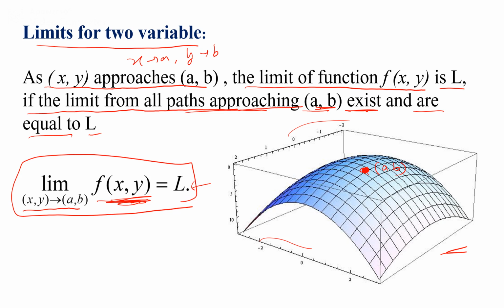To reach that point we use different paths, and a path can be a straight line, or it can be a curve. There are so many paths. Whatever path we choose to reach that point, if we get a definite number L, then we can say the limit of that particular function f(x,y) exists at that particular point.